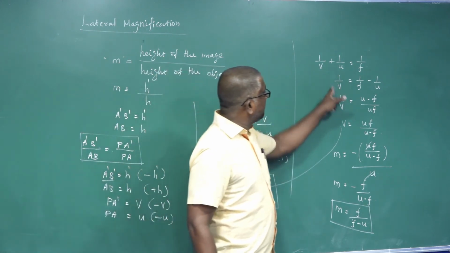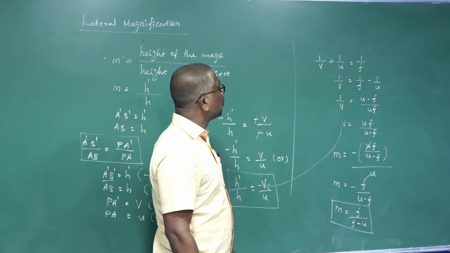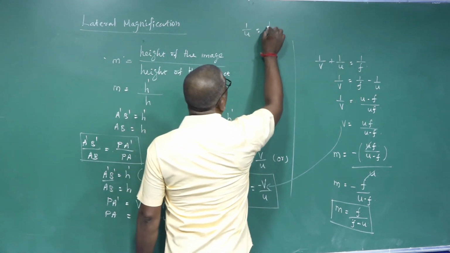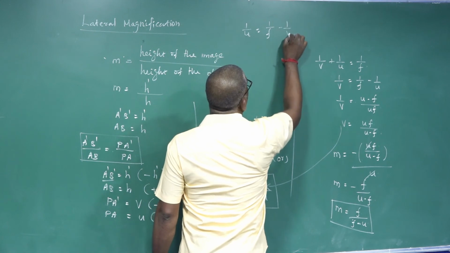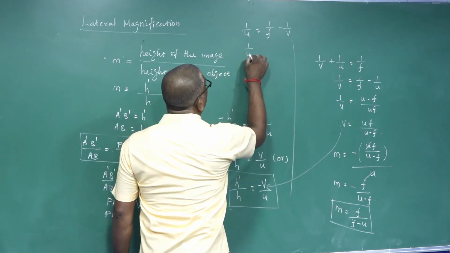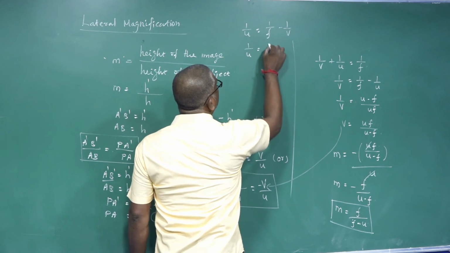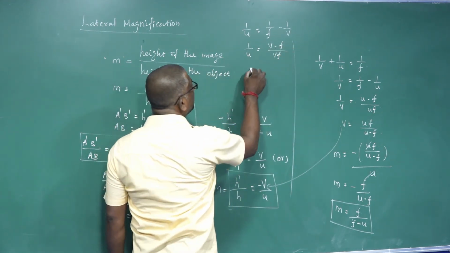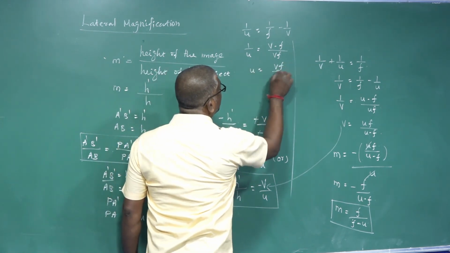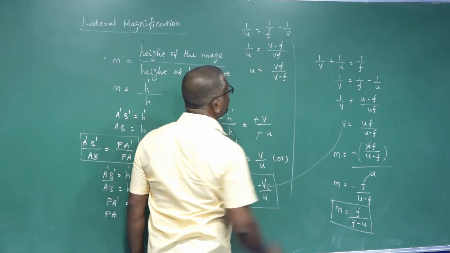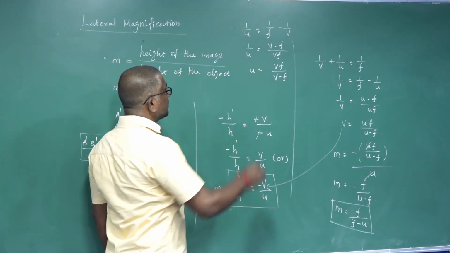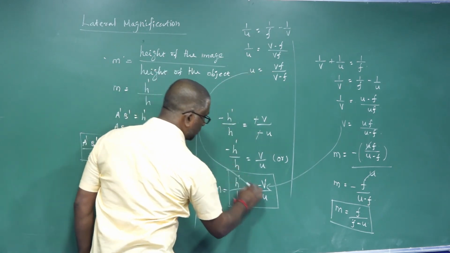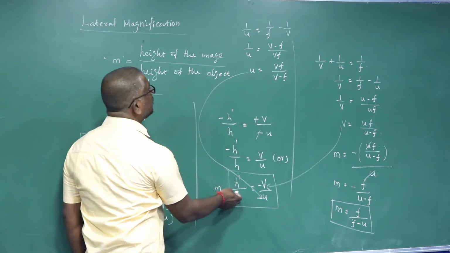From the same condition, that is 1 divided by v is equal to 1 divided by f minus 1 divided by u, 1 divided by u is equal to 1 by f minus 1 divided by v. Therefore, 1 divided by u is equal to v minus f divided by vf. Taking reciprocal on both sides, u is equal to vf divided by v minus f. Substitute u is equal to vf divided by v minus f in this equation.